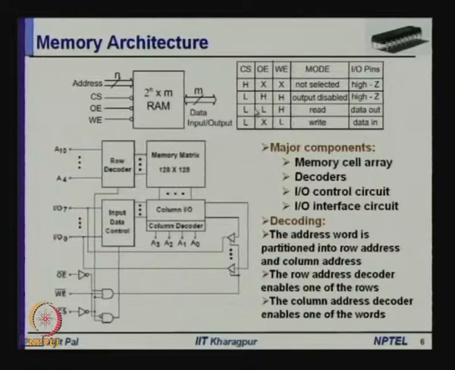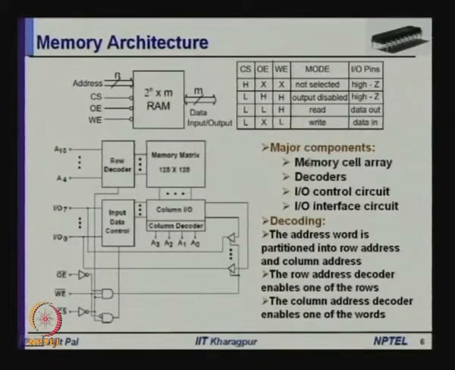On the other hand, when output enable and chip select are both enabled, both low, then you can perform a read operation, and data will be available on these output lines through the interface circuit. Similarly, when write enable is enabled, irrespective of whether output enable is present or not, the data that you apply will be written into the memory cells. Internally, this is the organization of the memory. You can see the address lines are partitioned.